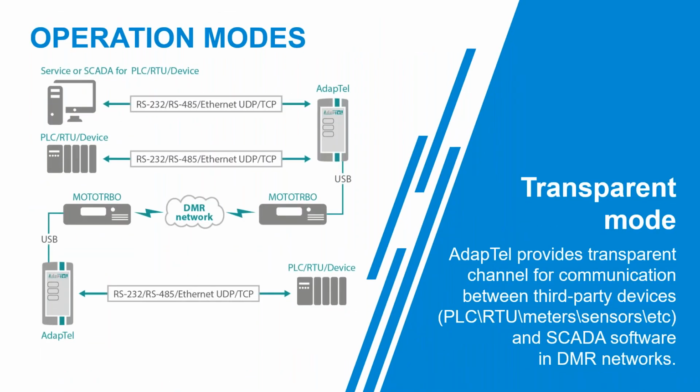The first operation mode is the transparent mode. In transparent mode, basically whatever we receive in, we will give out at the other end of the DMR network. So if we receive information from an RTU, AdaptTel is going to digitize that data and send it over the DMR network, and when it receives that digitized data, it's going to convert it back to the same format and send it to whatever service or RTU device you're trying to transmit it to.